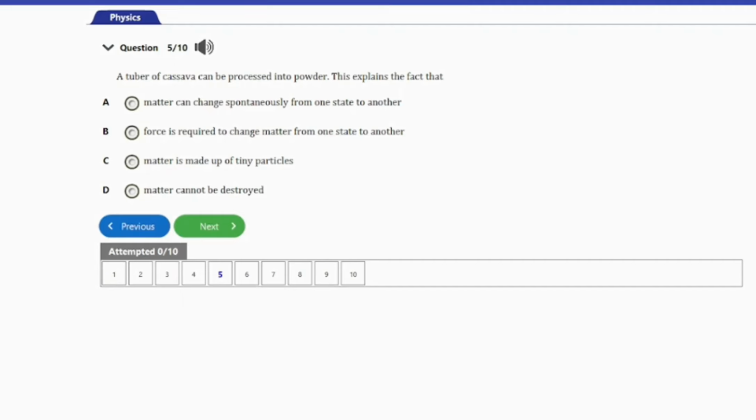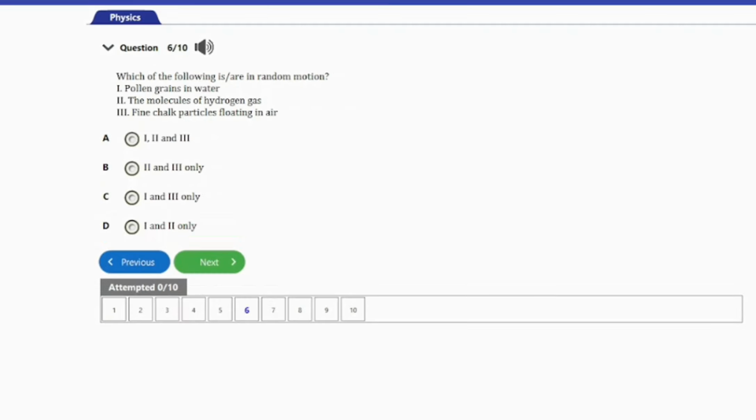So guys, the answer to this question is option C here. Matter is made up of tiny particles. So that's the phenomenon that this explains when you process cassava into powdered form. You realize that the whole cassava is still made up of other smaller particles. And that's it for this question. So let's go ahead and consider the next question, guys. That's question number 6 here.